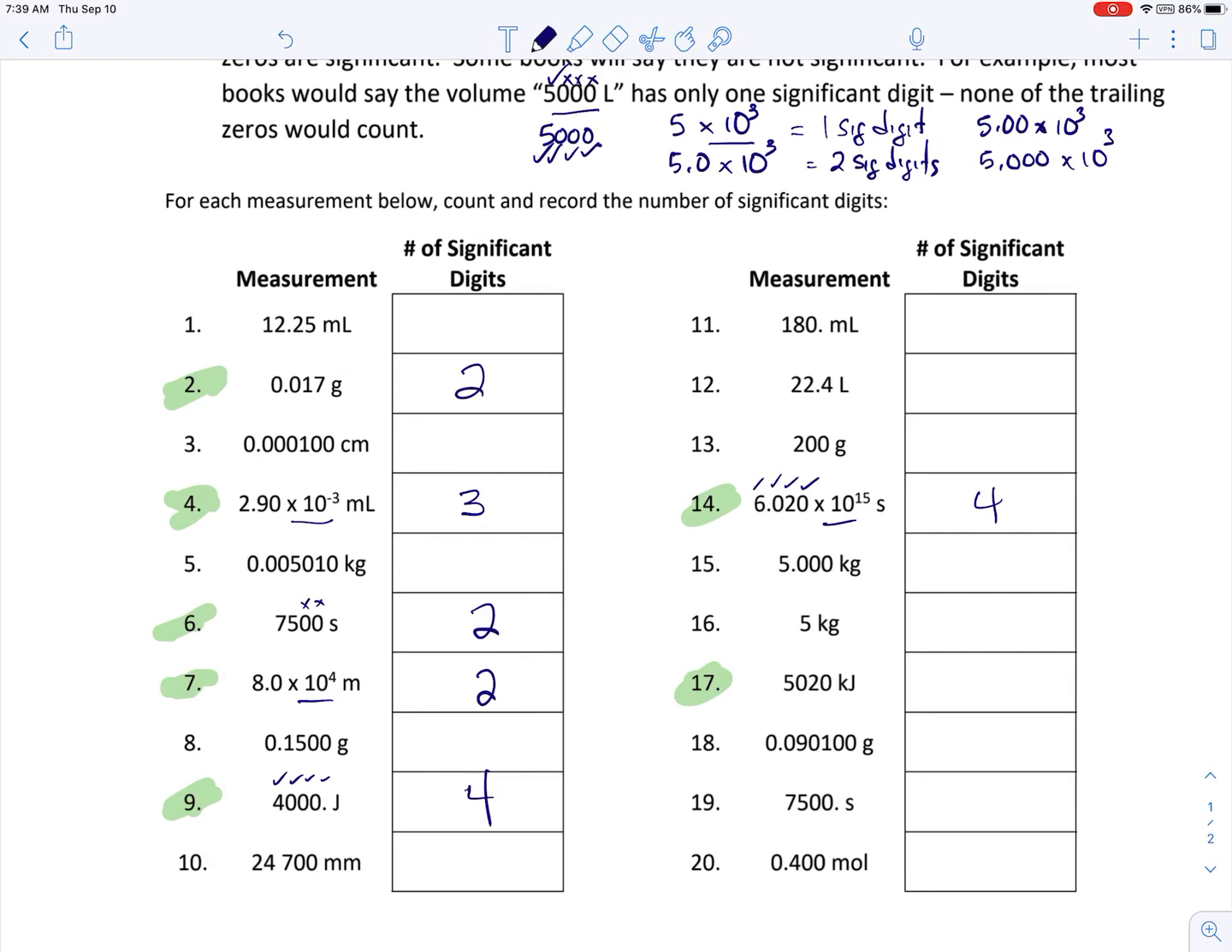Number 17, the 5 and the 2 count. The 0 in the middle of non-zero digits counts. The 0 at the end, there's no decimal visible, so therefore that 0 does not count. This would have only three significant digits. All right, so that's your counting significant digits. If you can't do this, it's hard to do anything else. So if you're having trouble here, you want to ask for some help.